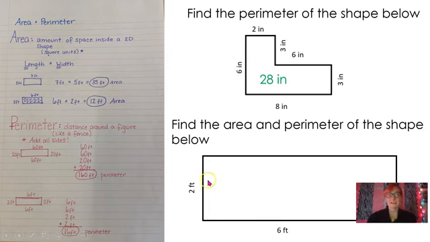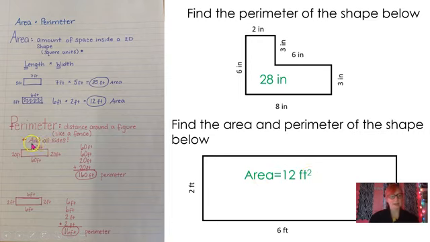In order to find the area, I'm going to check back in my notes and see that it is length times width. So I would do 6 times 2, and I need to make sure that I use square units. So my area is going to be 12 square feet. I put that little 2 up there to show that it is squared.